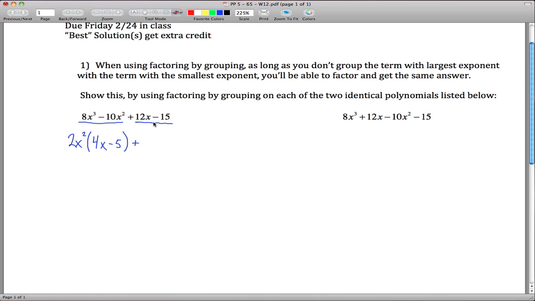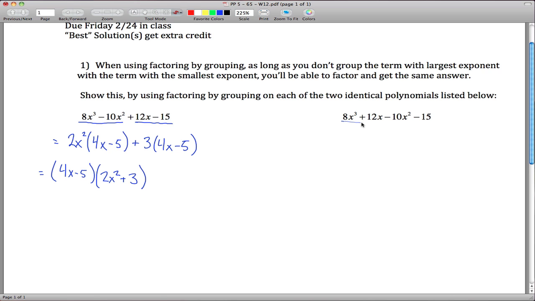Then over here in this group, they both have a 3 in common. So pull out a 3 from 12x and you have 4x left, and a 3 from negative 15, you have negative 5. Now if you view this as two terms, they both have this 4x minus 5 in common. So we can pull out this 4x minus 5, and what we're left with is 2x squared over here and 3 over here. So maybe I'll put some equal signs in, and here is this polynomial factored.